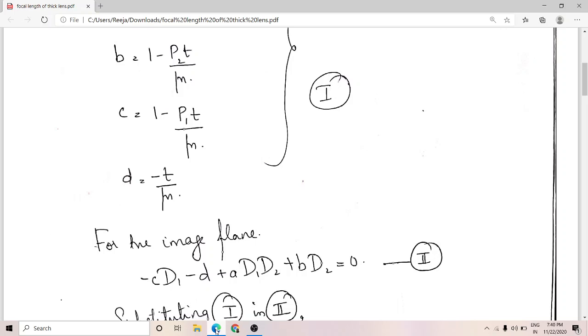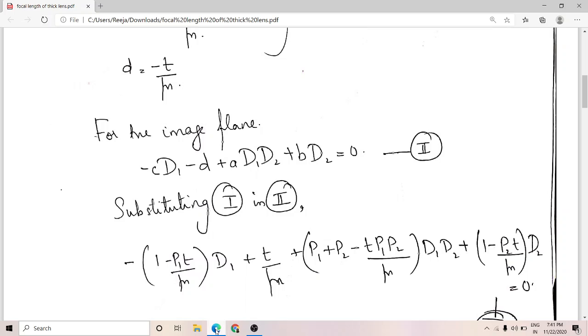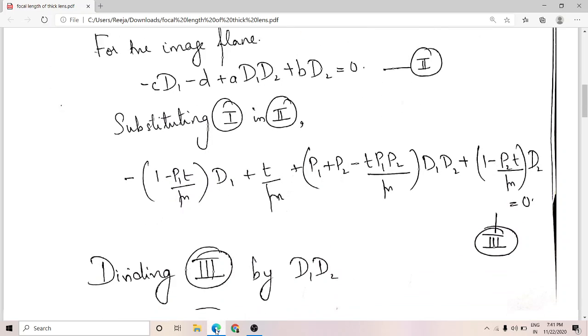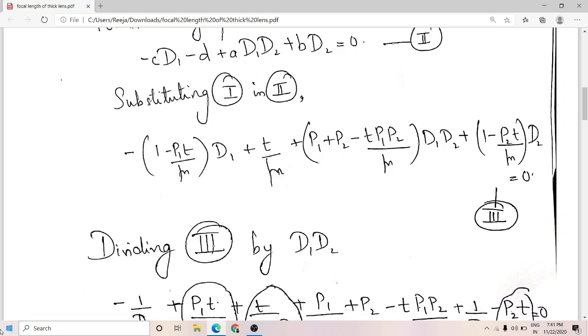Just like how we did for a thin lens. In the thin lens, we wrote the system matrix. After that, we identified A, B, C, D, the Gauss constants. After that, we substituted these constants in the condition for the image plane. In a similar manner, we are following here also. We have to write down the system matrix for the thick lens, identify A, B, C, D, and substitute them in the equation for the image plane. So on substituting A, B, C, D in the equation for the image plane, you get a complex equation like this.